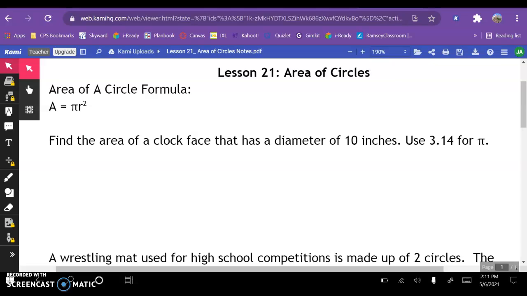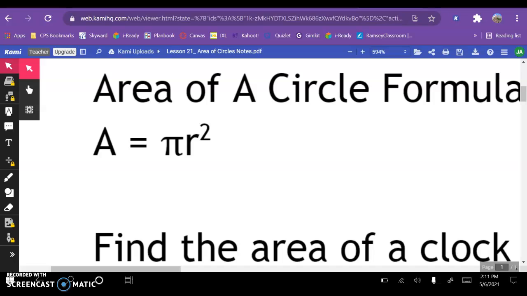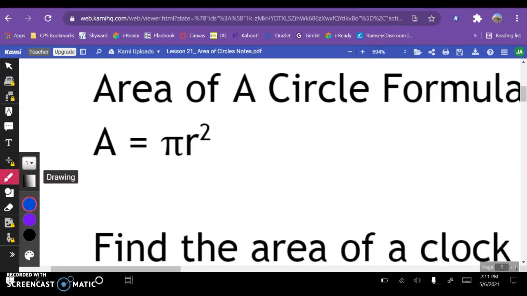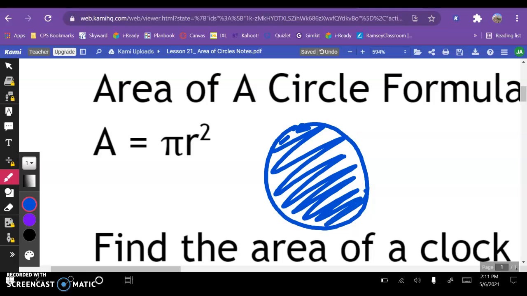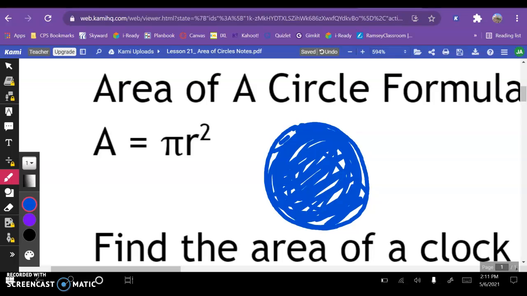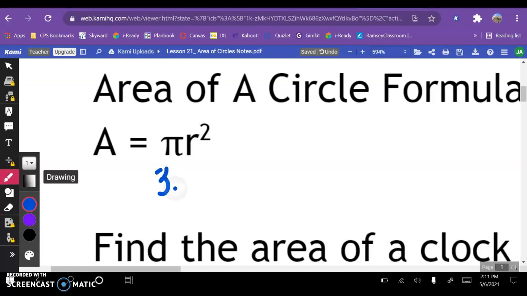Continuing on with lesson 21, we are going to take a look at area of circles now. And the formula for area of a circle is pi times radius squared. So instead of finding the circumference, which is the distance around the circle, area is how much it would take to cover the circle. Area is sort of like if you think about carpet or tile or painting a wall or something like that. So to find the area of a circle, we take pi, which is 3.14, and then we multiply that by the radius squared.